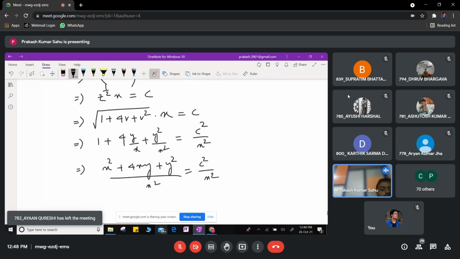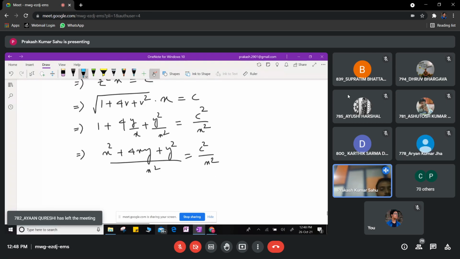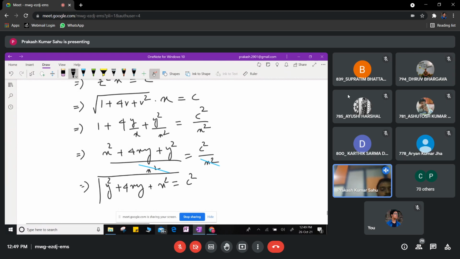So now both sides you can cancel out x square. So again that implies your solution is y square plus 4xy plus x square is equal to c square. C is the constant. You can write c square is equal to c1, no problem. So this is your solution.